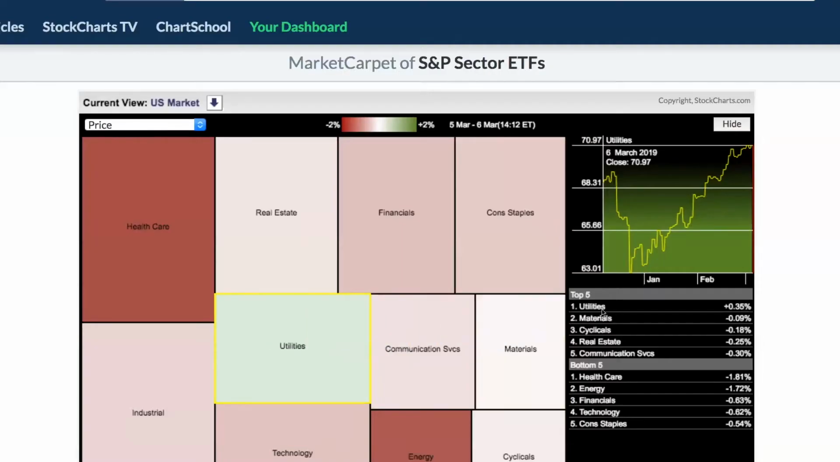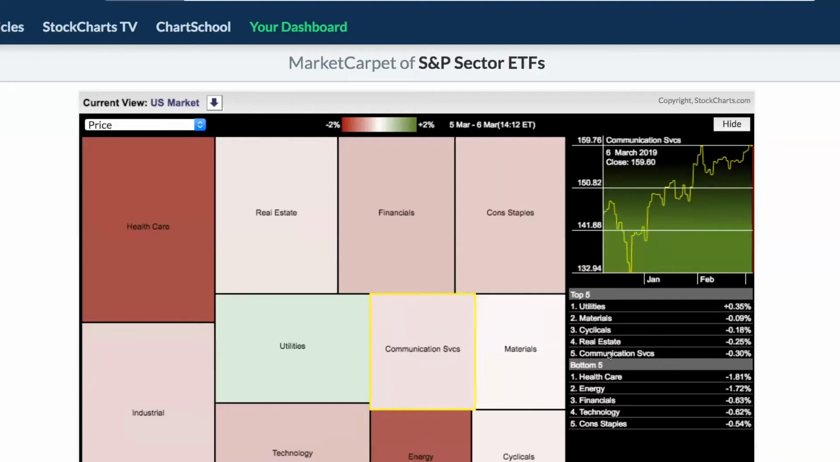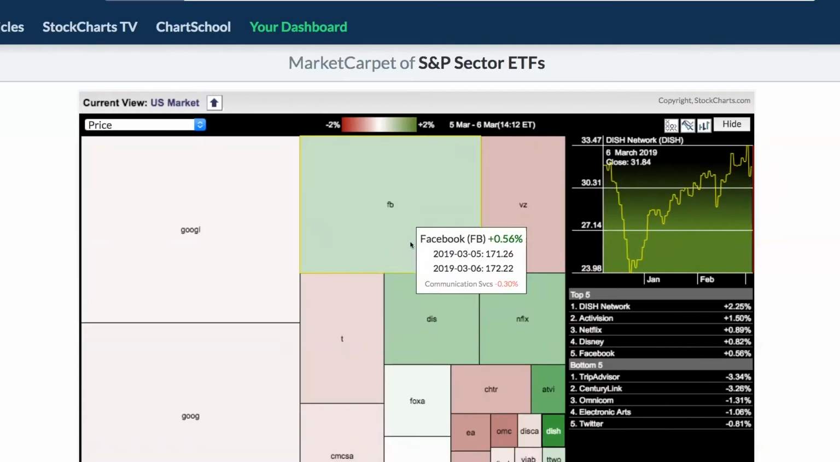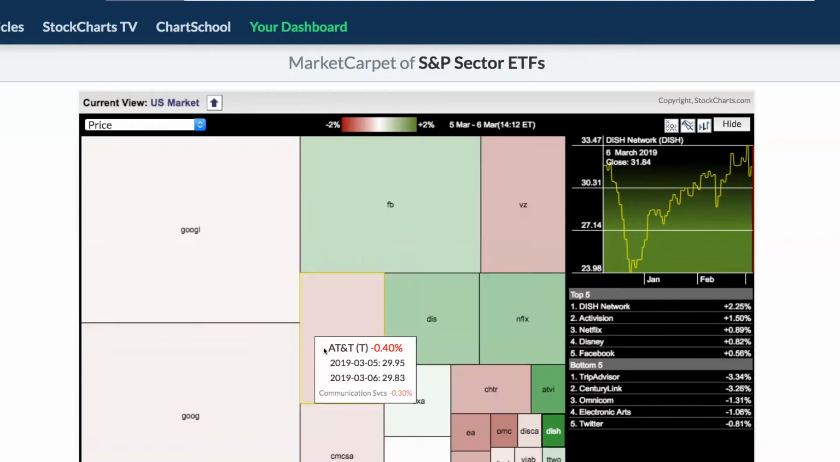And if you look over here, you'll see utilities, materials, cyclicals, real estate, and communication stocks. Even though they're down on the day a little bit, they're actually doing better than the rest of the market. So I want to just zero in on one of them, and I'm going to pick the communication services right here.